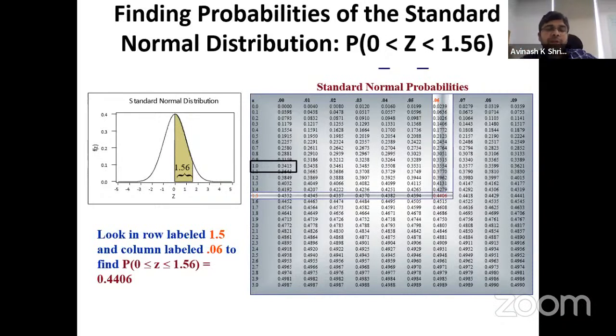So if you have a value of z equal to, say, 1.95, what will be the z-score? What will be the z-score in case of z equal to 1.95? So participants, can you please give me the value of z-score for 1.95? What will be the value of the probability for z equal to 1.95?